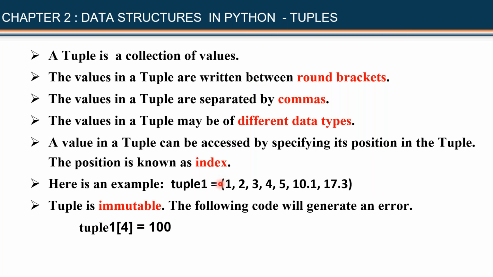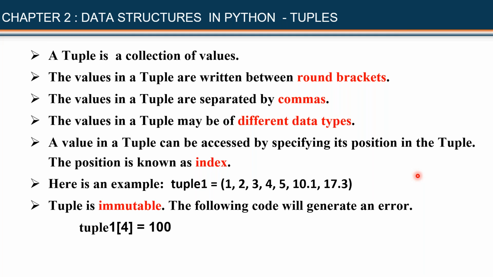For the time being, please look at this line. This is how a tuple is defined. How many values am I writing over here? 1, 2, 3, 4, 5, 6, 7. Now I am writing all these values between a pair of round brackets. This is what is meant here. A tuple is a collection of values. Here it is a collection of 7 values: 1, 2, 3, 4, 5, 6, 7.